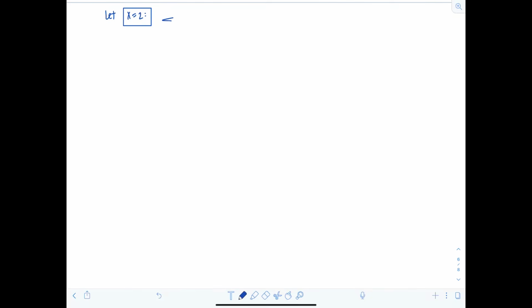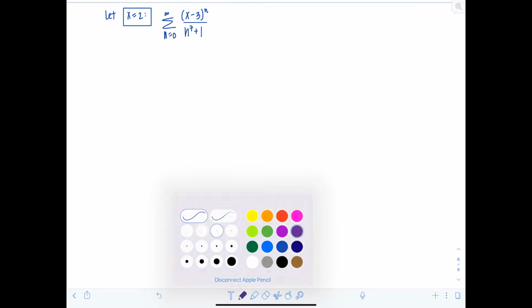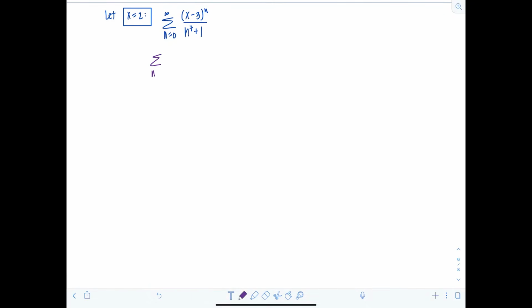And remember, our series was the sum n equals 0 to infinity of x minus 3 to the n over n to the 7th plus 1. So if x is equal to 2, then we're going to have the sum n equals 0 to infinity of 2 minus 3 to the n over n to the 7th plus 1. So this is going to give us the sum n equals 0 to infinity of negative 1 to the n over n to the 7th plus 1. All right, so let's use the alternating series test.